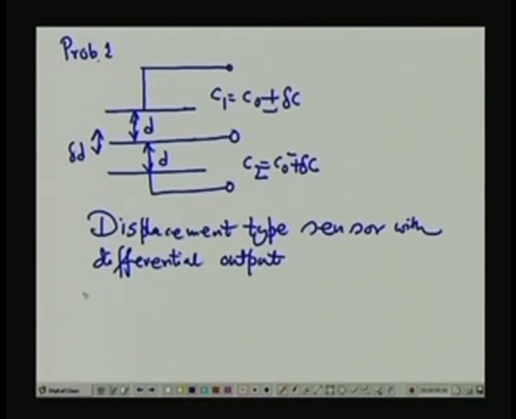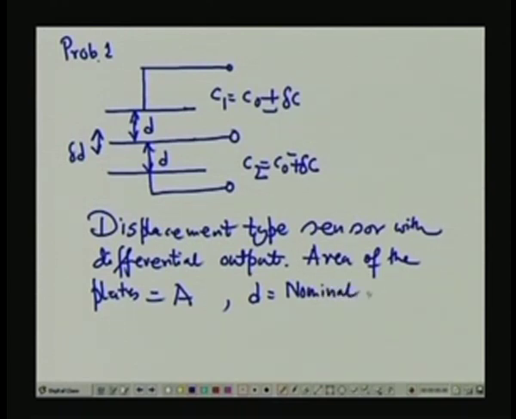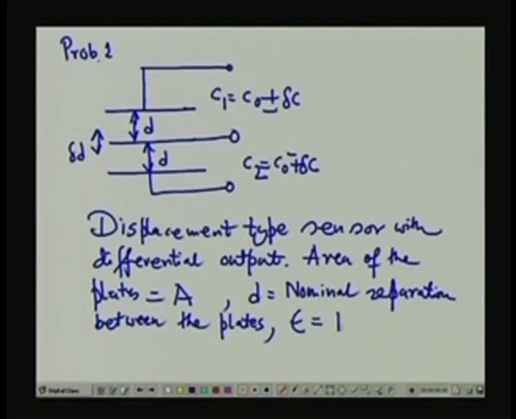Right, where A is the area of the plates, equal to A meter square, D is the nominal separation between the plates, and epsilon is the permittivity.